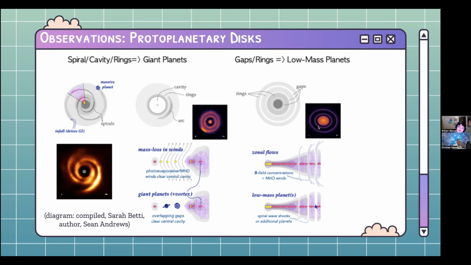And then this one is gorgeous. This is just these really well-defined rings in this system, which seem to indicate that there's probably a pretty mature planet that has cleared out these gaps and sort of shaped the rings here.